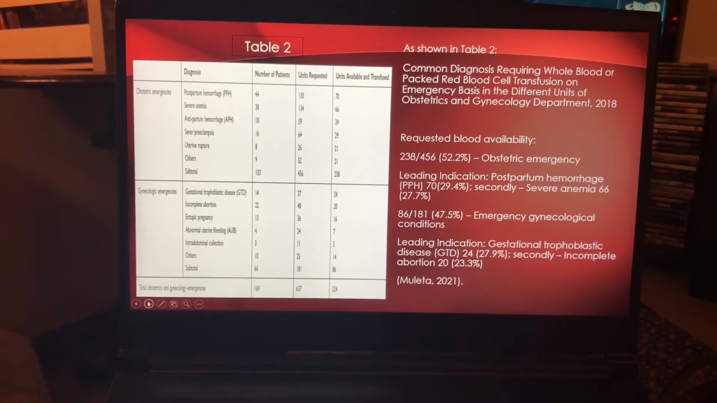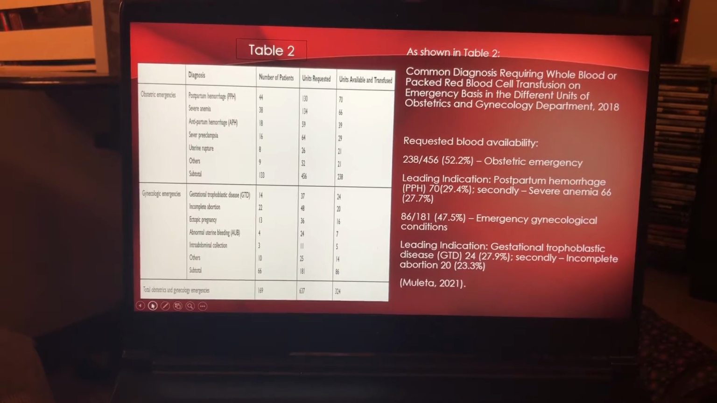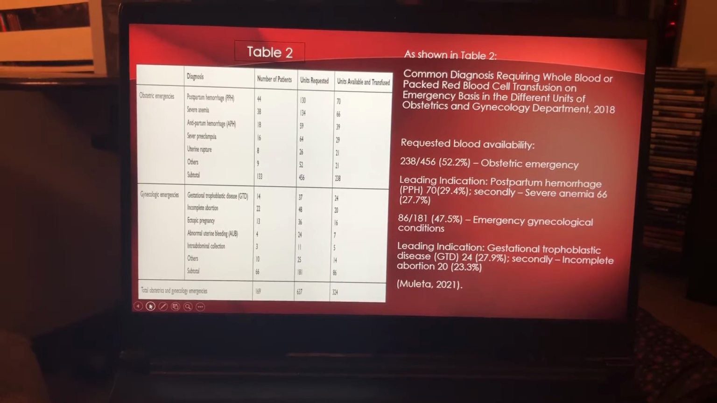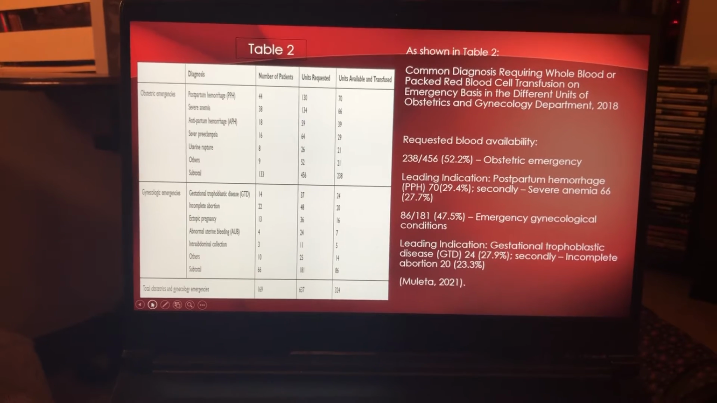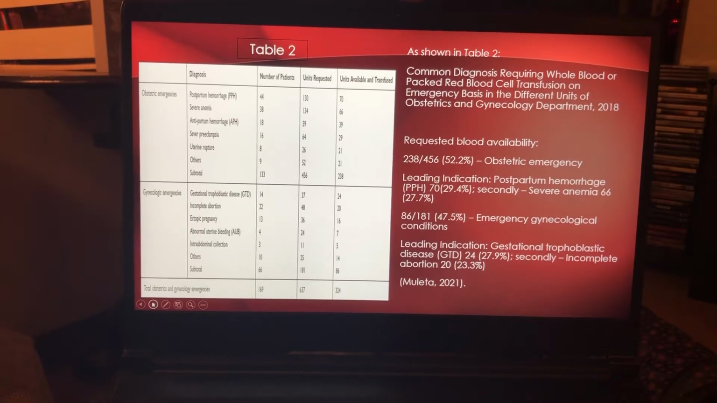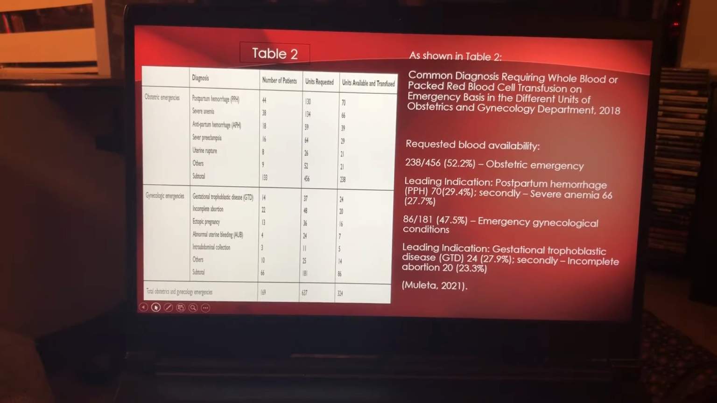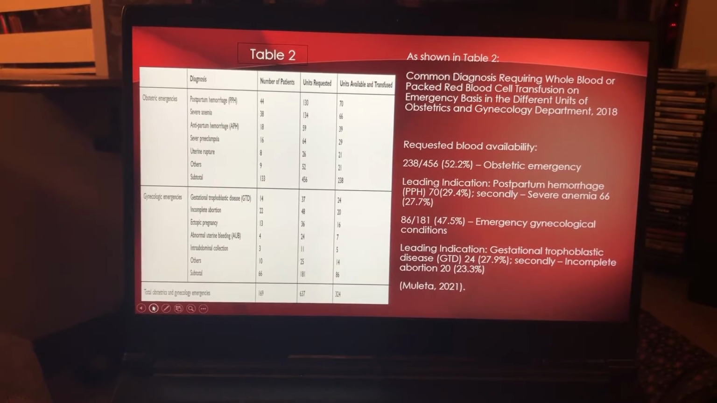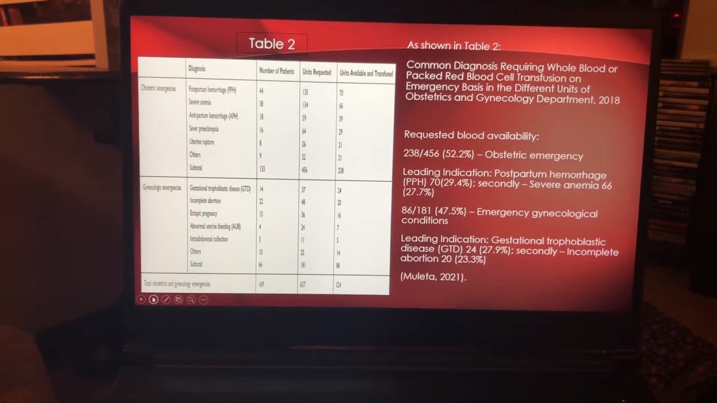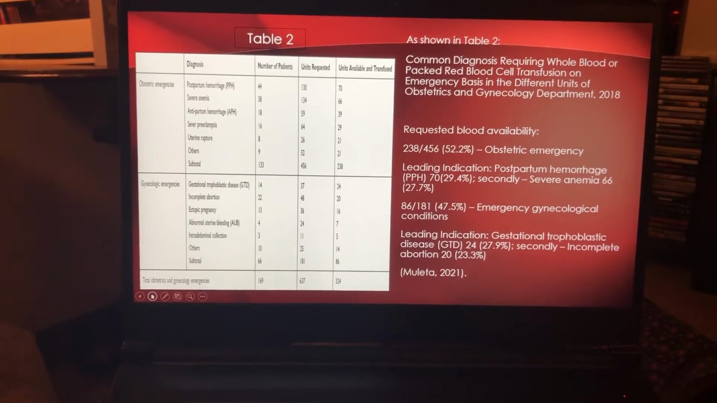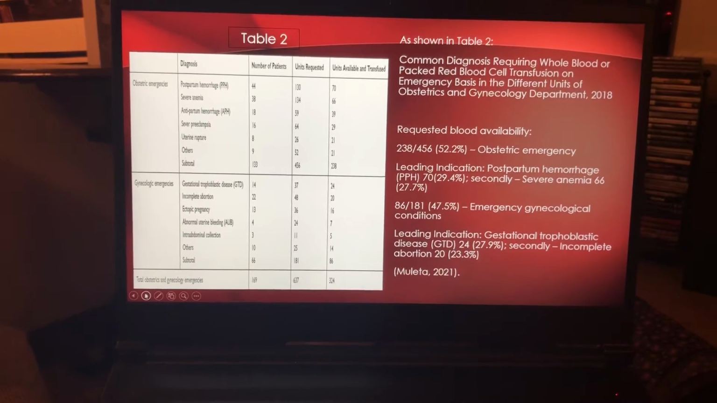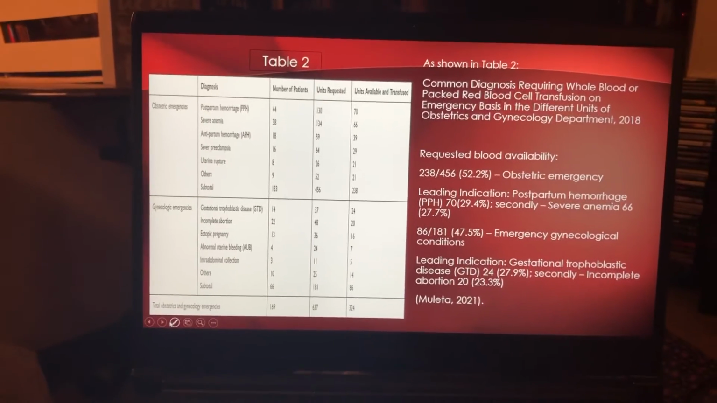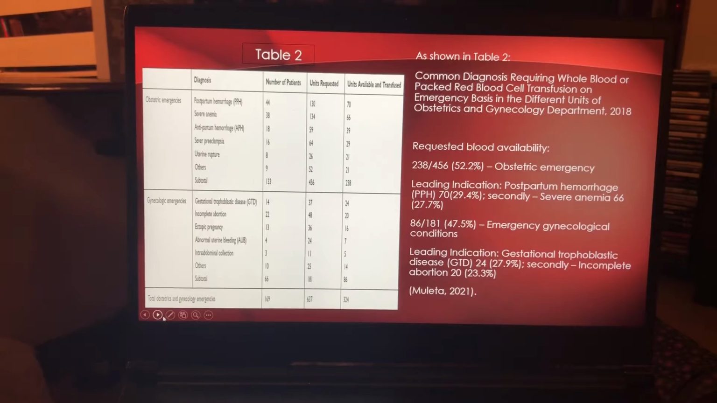In the emergency gynecological conditions, 86 out of 181 were transfused, which is 47.5% of what was requested. The leading indication in that department was gestational trophoblastic disease, or GTD, which used 24 units, 27.9%. And then secondly, incomplete abortions, which had 20 units, which is 23.3%. These can all be seen in that table, and there's some additional data in there as well.